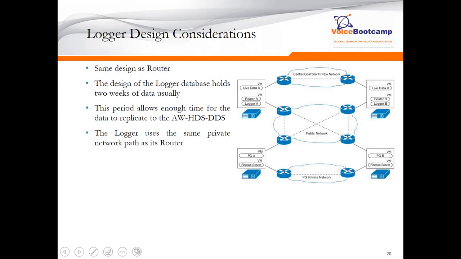Logger design is exactly the same as the router design. It should be deployed in a redundant fashion between multiple geographical locations, and must have a private network. The logger will communicate with the router over the private network. The logger usually does not point to the opposite side using the public network. Now, the logger usually keeps call detail records for up to 2 weeks. This period allows enough time for data to be replicated to the AW-HDS server. The logger can use the same private network path as the router.